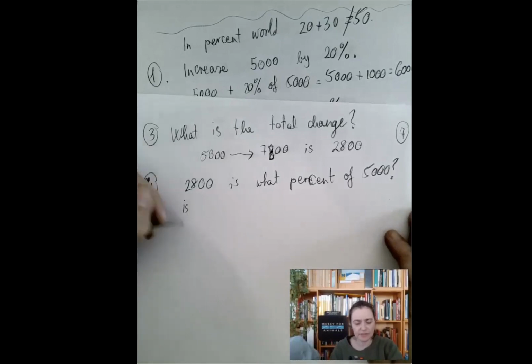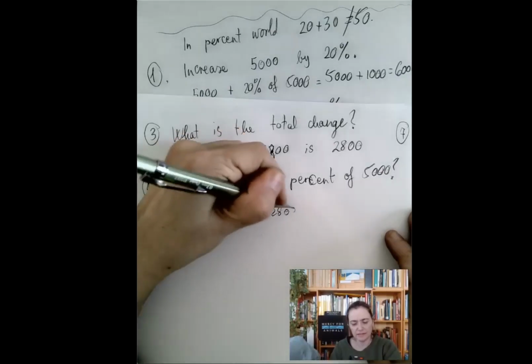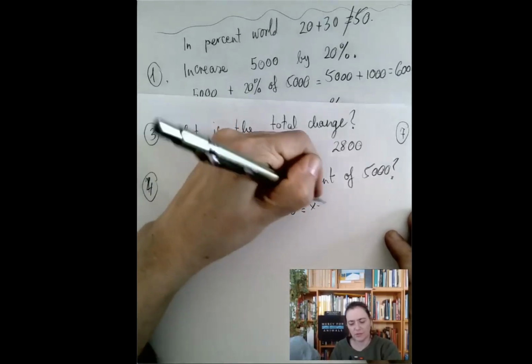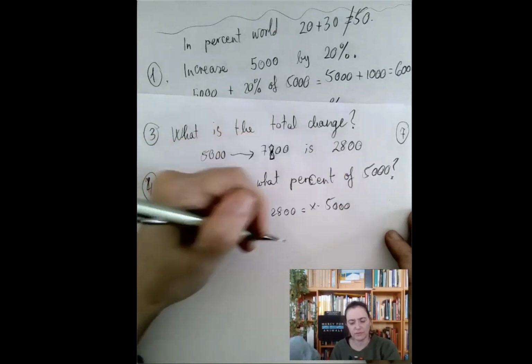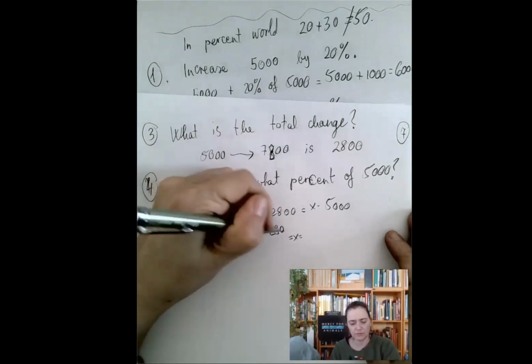is fraction of 5,000, x is fraction of x, wrong way.